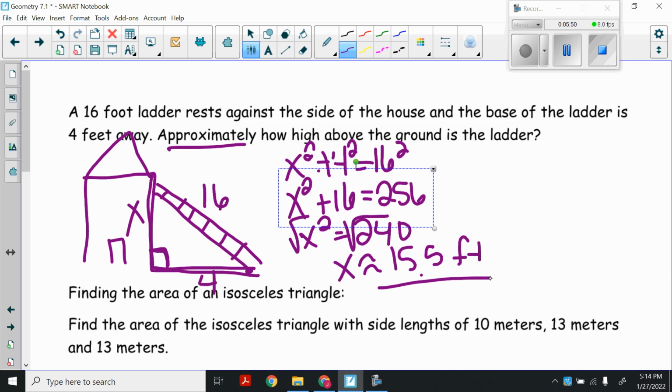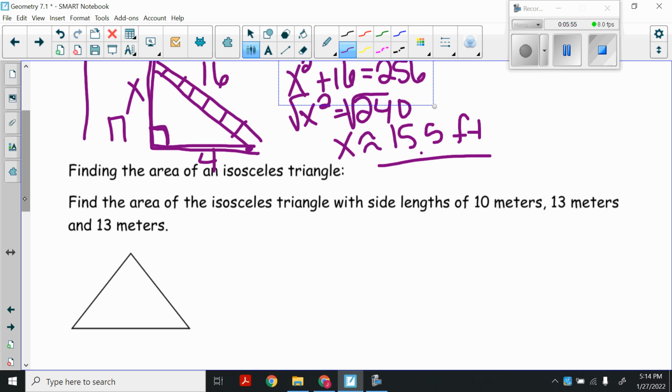Next, we're going to talk about finding the area of an isosceles triangle. Remember, an isosceles triangle means that it has two legs that are the same.